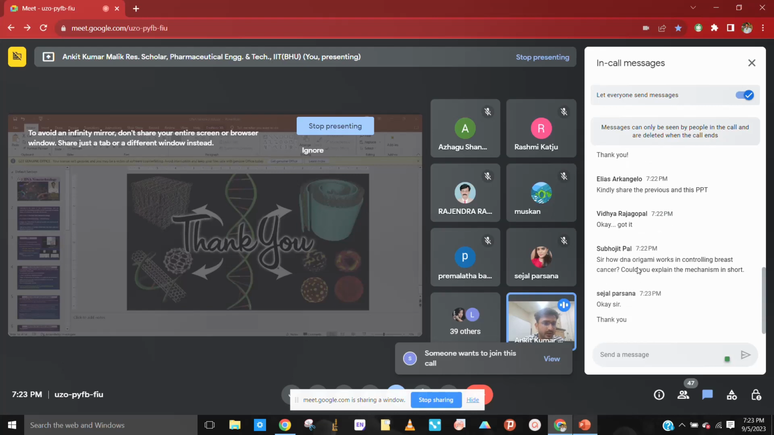Shubhajit Pal: Sir, how does DNA origami work in controlling breast cancer? Could you explain it? Yes, Shubhajit. Wait.